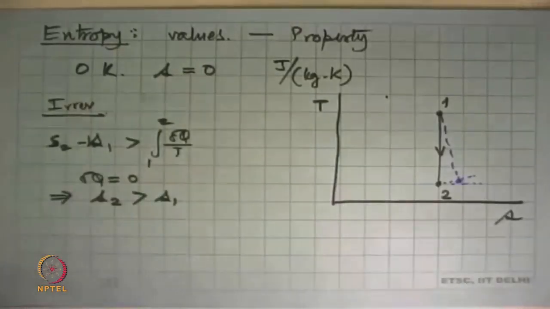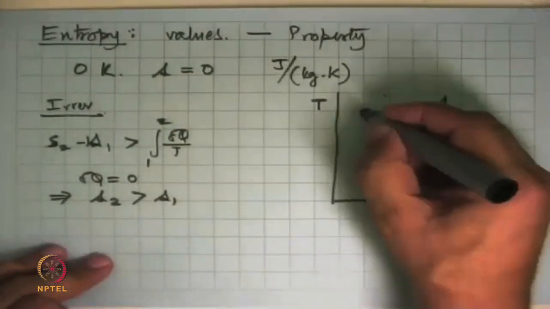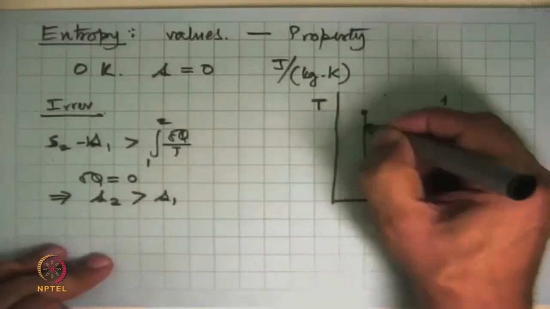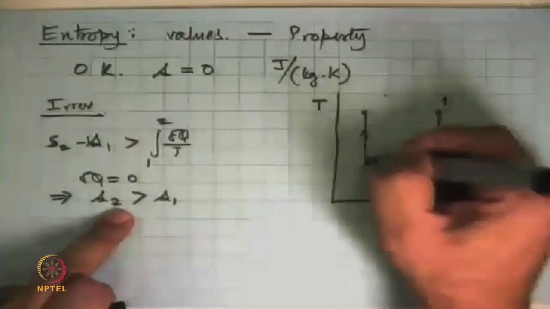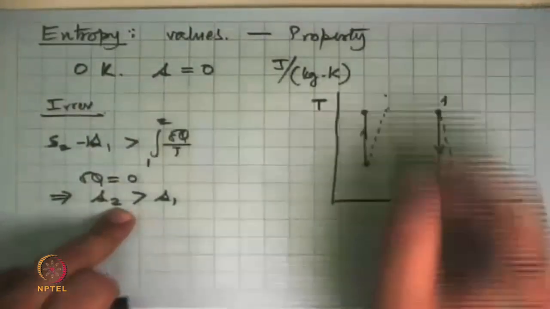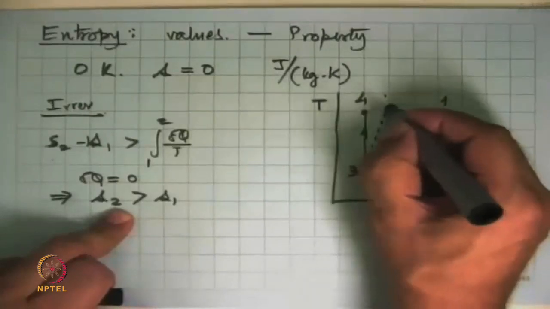The same is true of the other process we were looking at, the process that went from here to here. This was a reversible process. This tells us that if this process were irreversible, this will also go to the right. So this final state, say 4, will be lying somewhere over there.